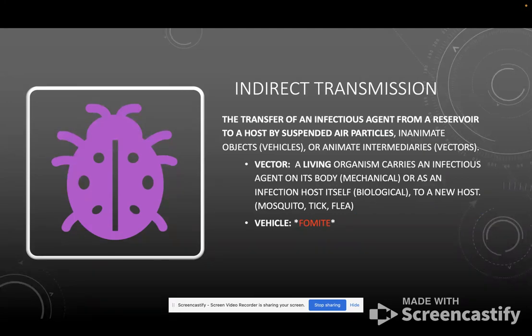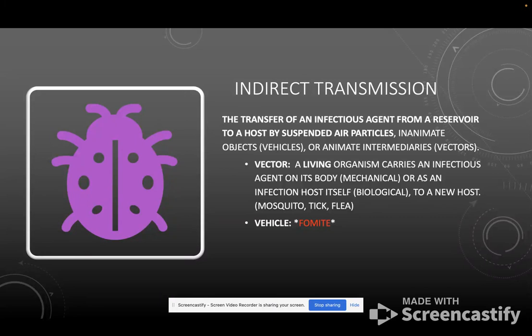Indirect transmission. So this one is transfer of an infectious agent from a reservoir to a host by suspended air particles, inanimate objects, or vehicles or vectors. So a vector is going to be a living organism that carries an infectious agent on its body, or as an infectious host itself, to a new host. For example, you want to think mosquito, flea, tick. They're carrying around that illness or disease.